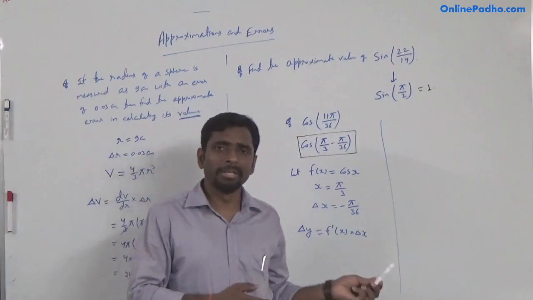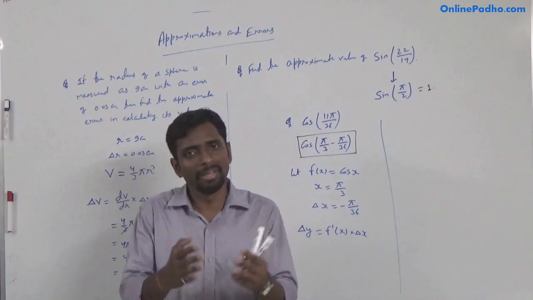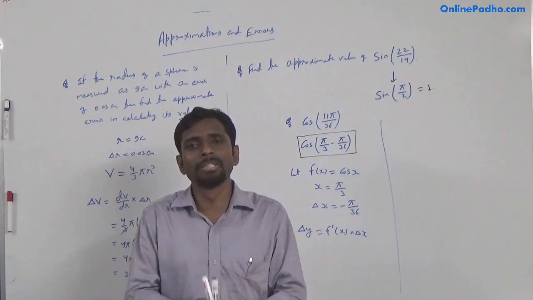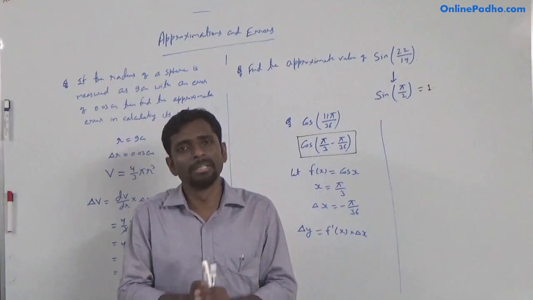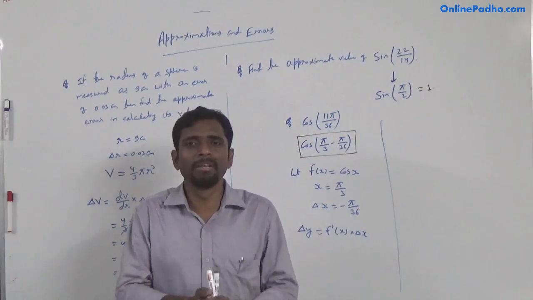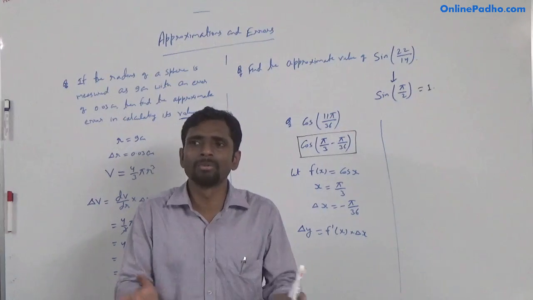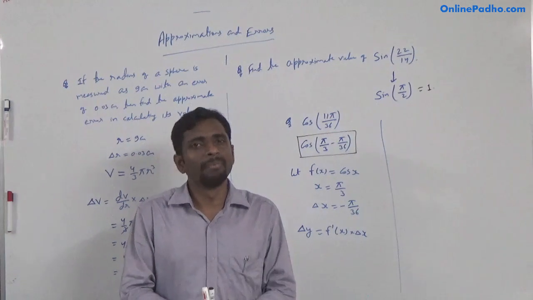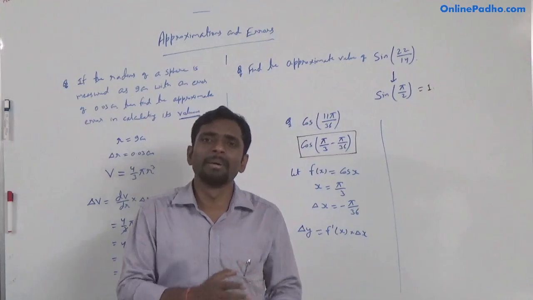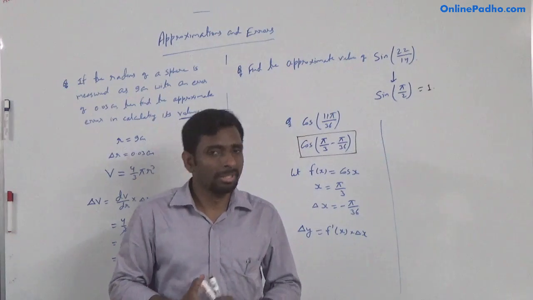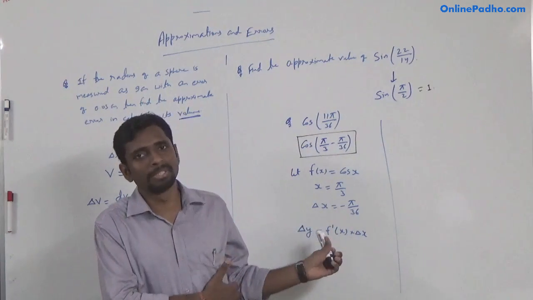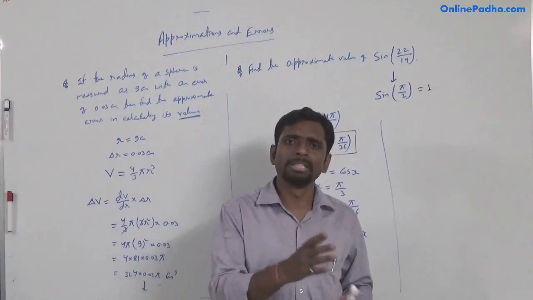Now by this method you can find the approximate value of any square root function, cube root function, trigonometric function, logarithmic function, exponential function, inverse trigonometric function, and so on. If you differentiate the function, you can find the approximate value, right? So these are all about approximations and errors. Very simple and very small topic.